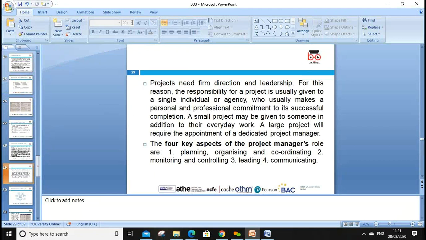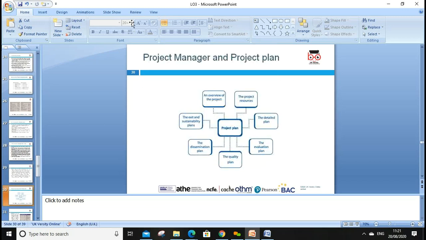A project needs firm direction and leadership. Leadership is very important, for the reason that the responsibility of the project is given to a single person or agency. We need to look at the commitment if it's to be successful. The four key aspects of the project manager's role are planning, organizing, coordinating, monitoring, controlling, leading, and communicating. All these are the key areas.